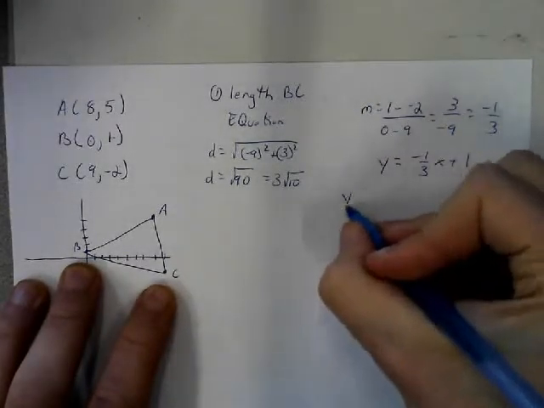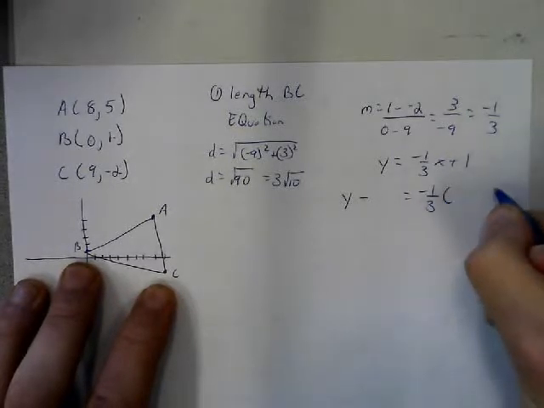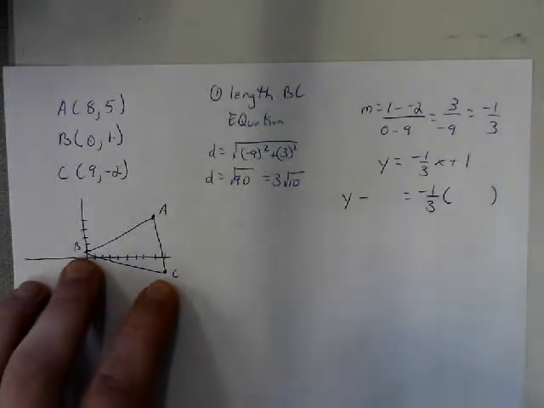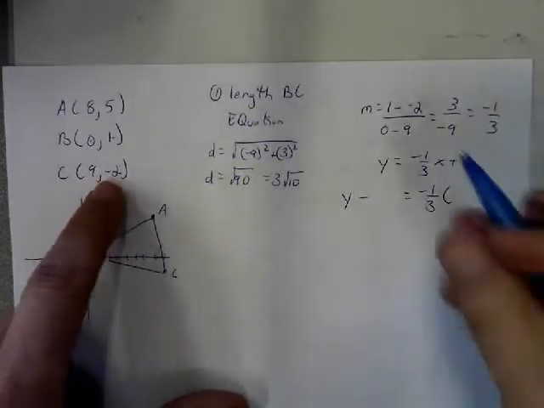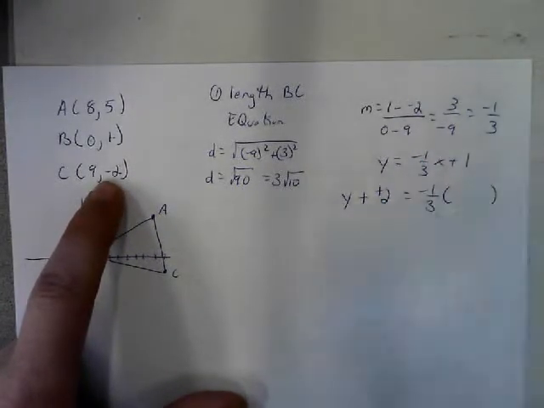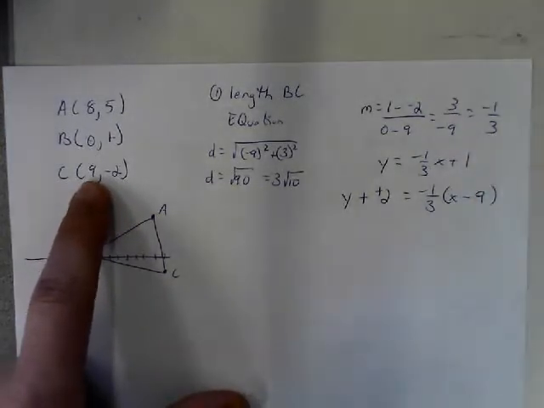So in point slope form, you could pick any point on this line. It does not matter which point you pick on the line. So I'm going to pick point C, for instance, just because I feel like being different. I simply would plug in negative 2 here, which would make this plus, and then plug in 9 here, and that would be my equation.